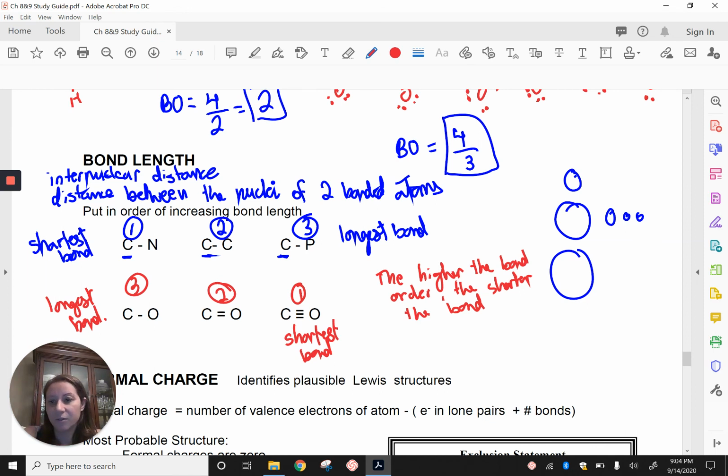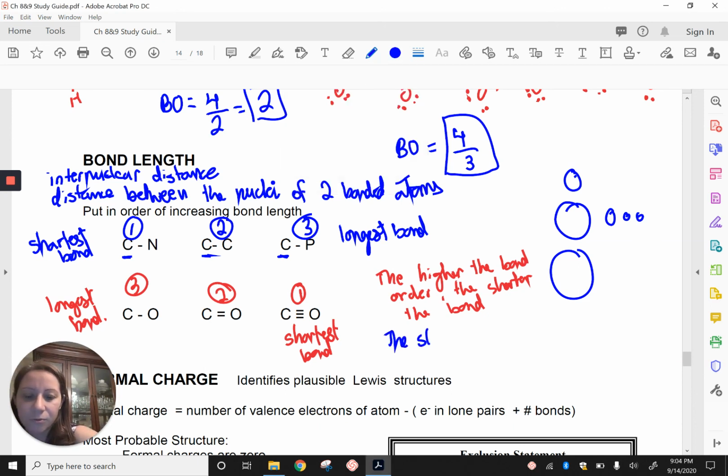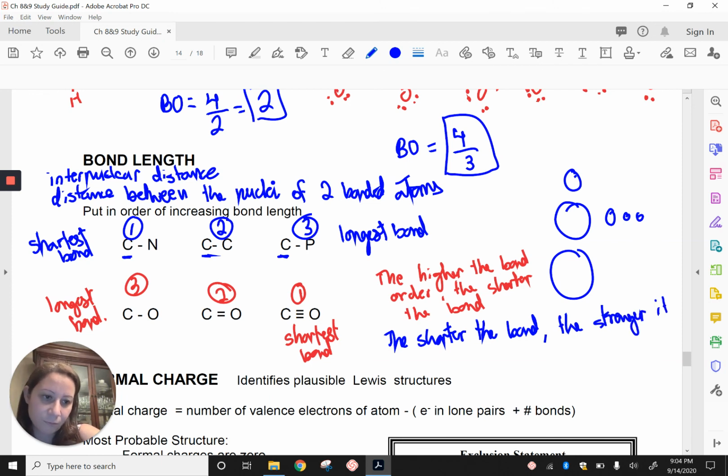Another thing that we need to know about bond length is that the shorter the bond, the stronger it is. Go ahead and write that in a different color. The shorter the bond, the stronger it is, and the more energy required to break it.